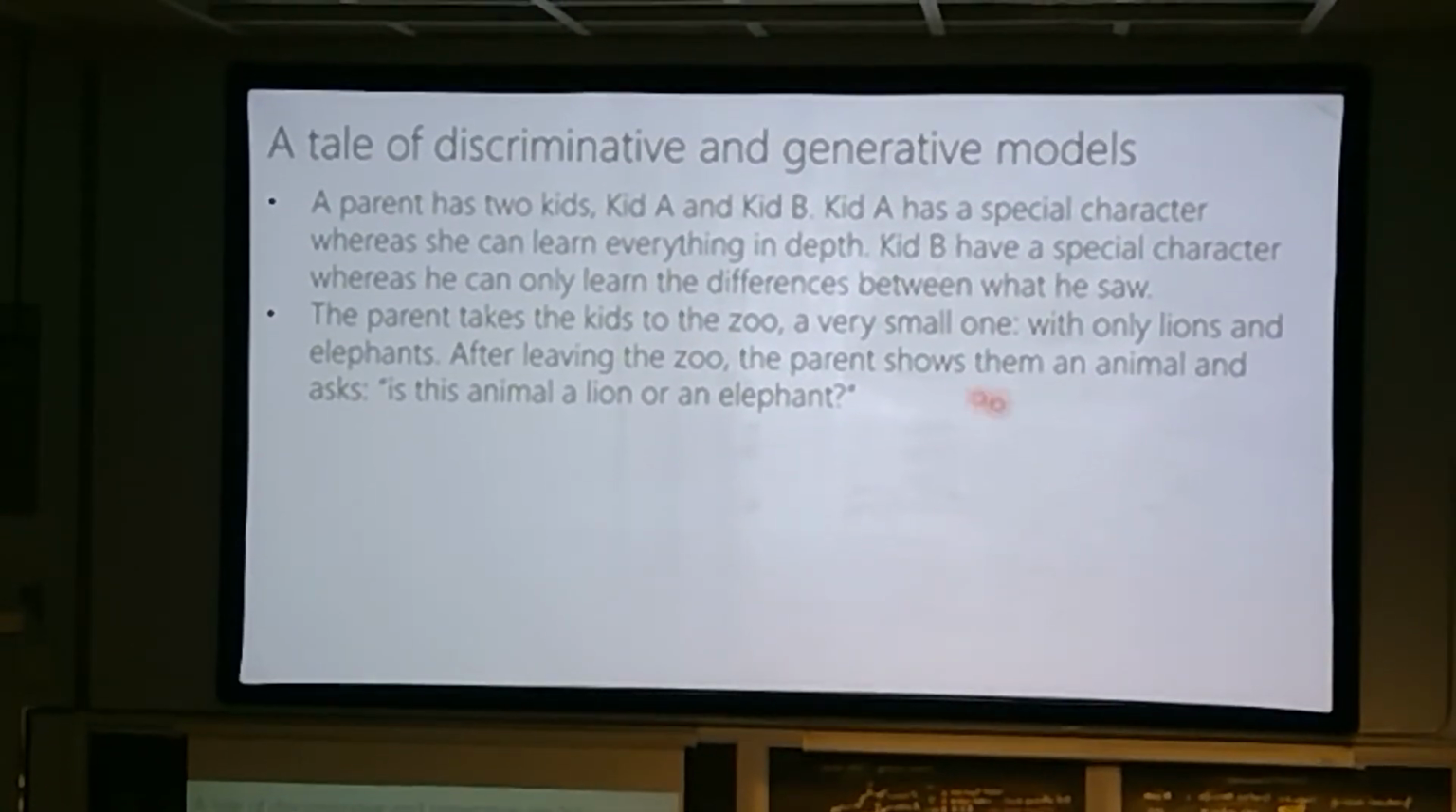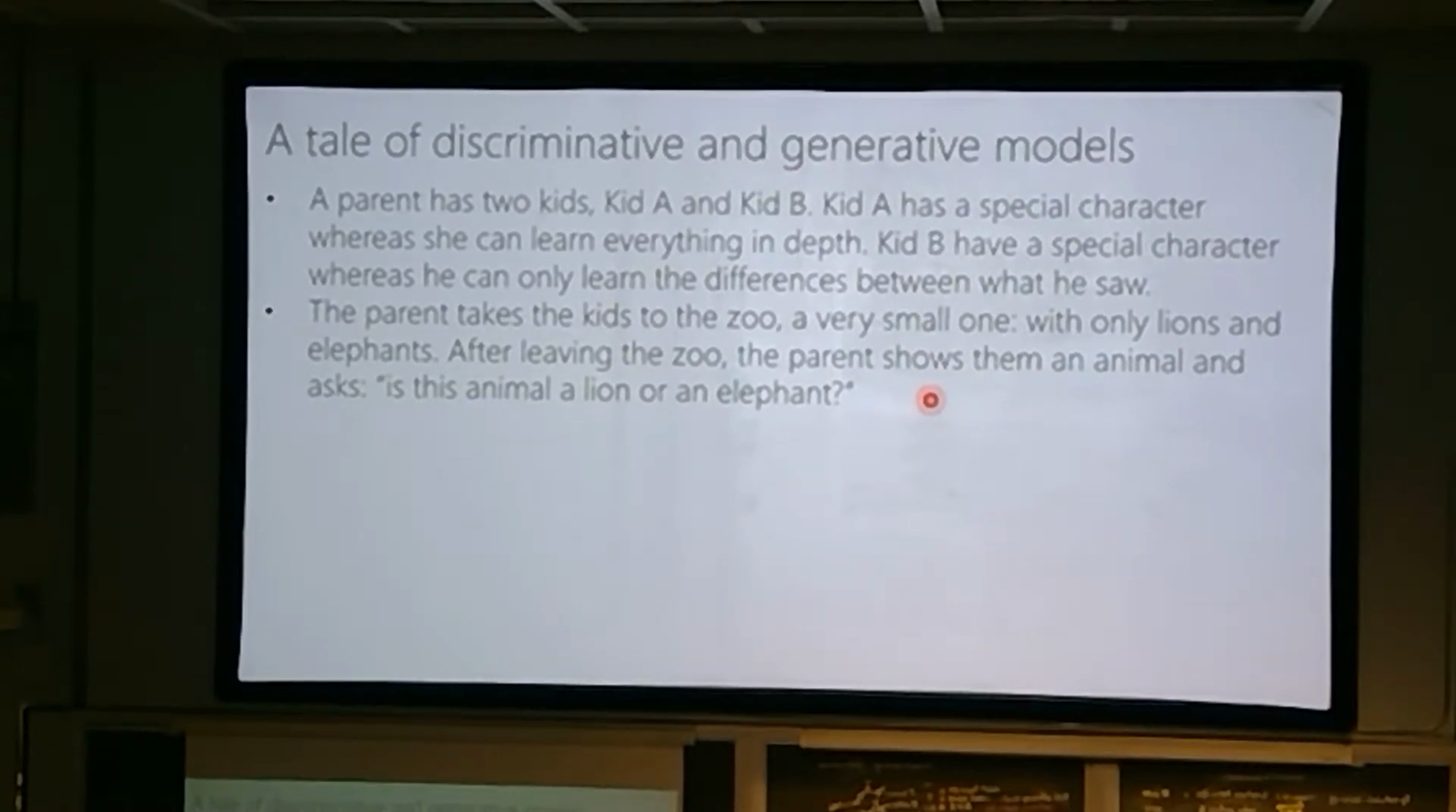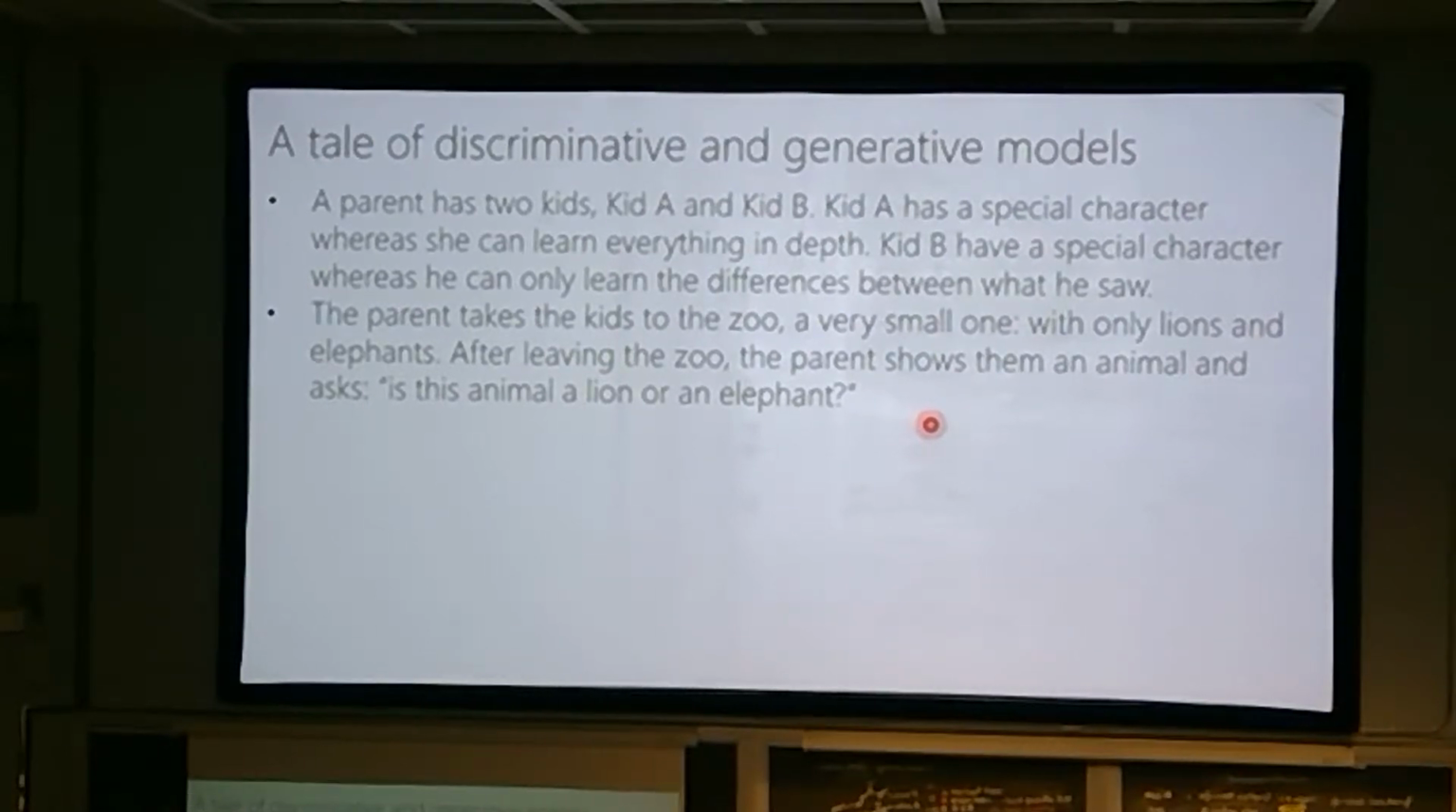So the parent takes these kids to the zoo, and it's a very small zoo. It has only lions and elephants. The kids watch a bunch of elephants and a bunch of lions, then they leave the zoo, and the parent shows them an animal and says, now, is this a lion or is this an elephant? The way that they make a decision is indicative of whether they are behaving as a generative or as a discriminative classifier.